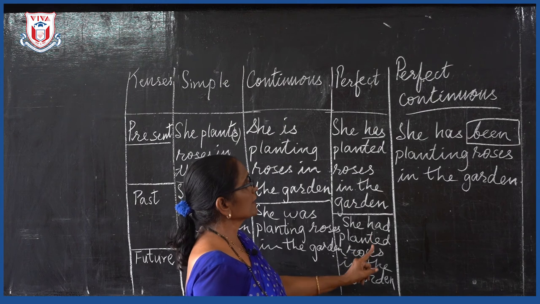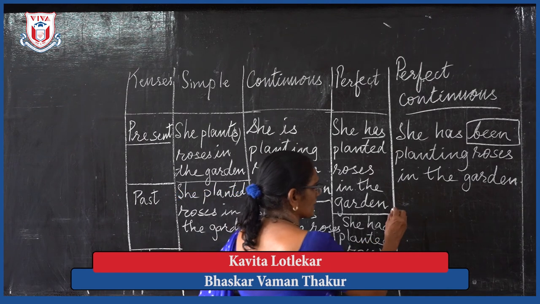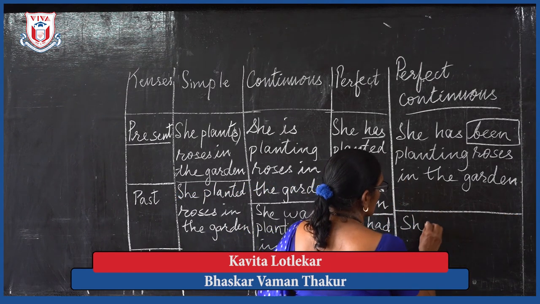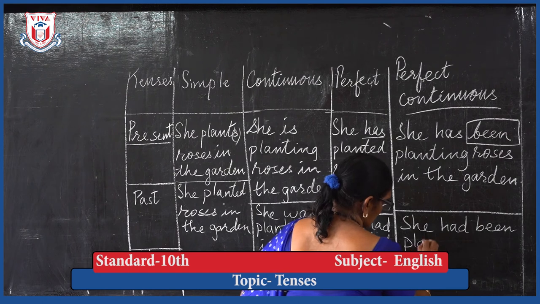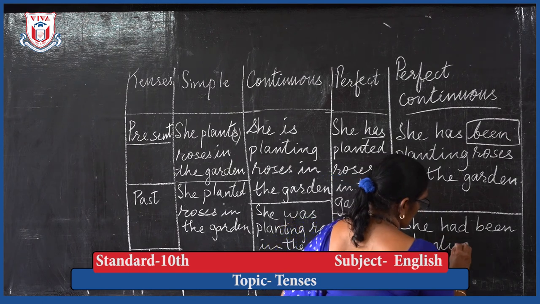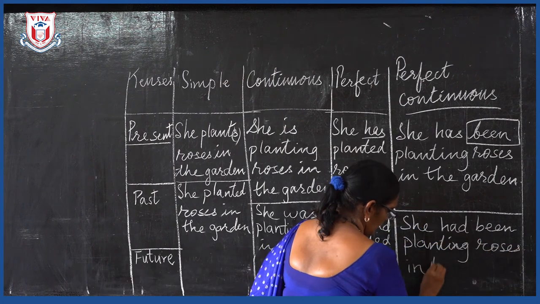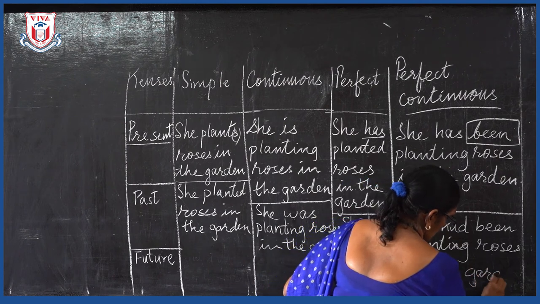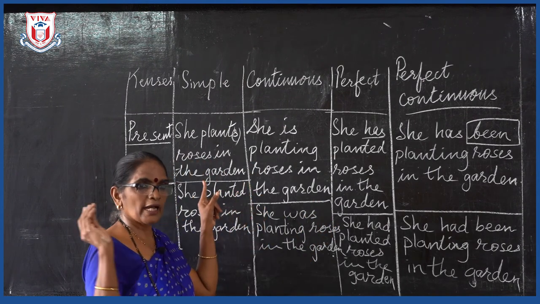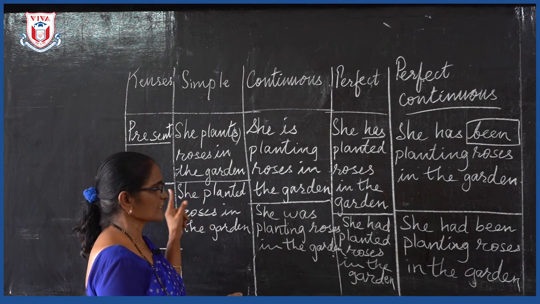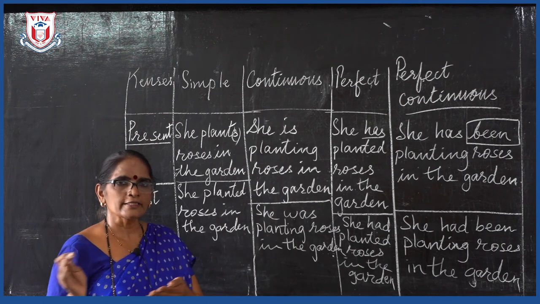Got it? Now the same thing, past continuous tense, past perfect continuous tense. How will I write this now? She had been planting roses in the garden. Now what actually does this perfect word tell you all? This perfect word tells you that the work has already been done. That is why it is said to be in the perfect tense. That means the work which I have started is coming to an end, or it is ended.